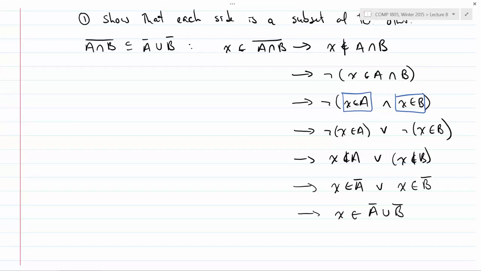So yeah, you would generalize. I'm not going to do that here. This is good enough because this says whenever X is in the complement of A intersect B, it is in A complement union B complement. Is the proof over though?